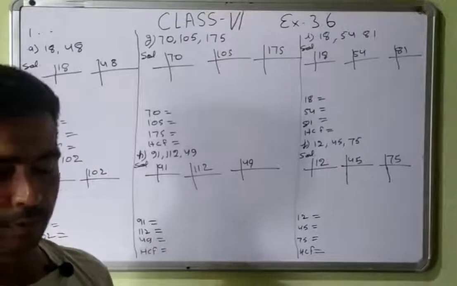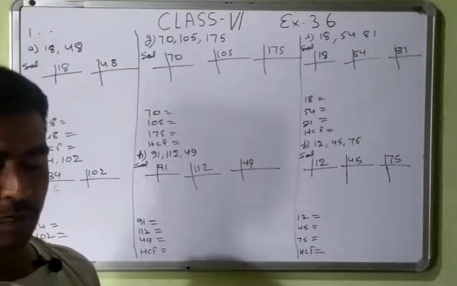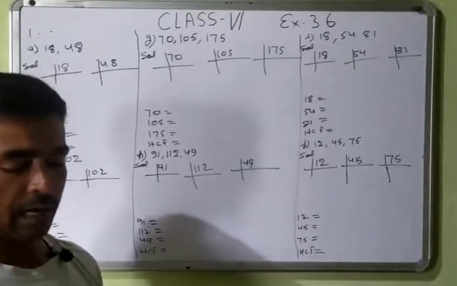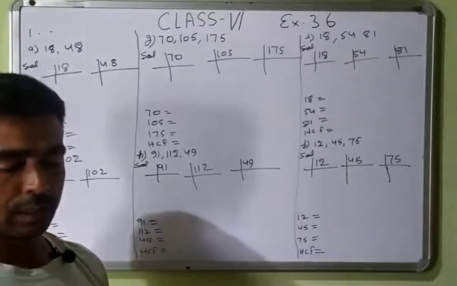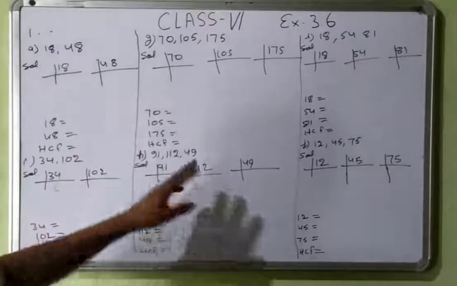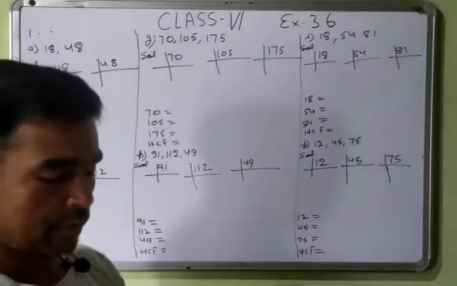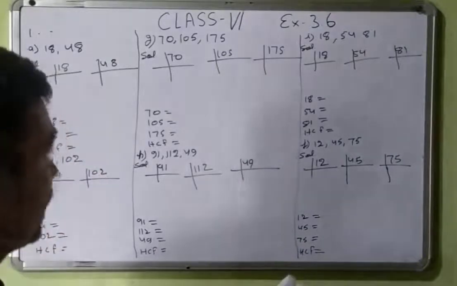Question number 1. It's a very important question. Find the HCF of the following numbers. Here are the parts 3, 3, 6, 3, 9, 10, and I am doing only the 6 part. The other parts you will do at home. It means homework. So, A part: 18 and 48.